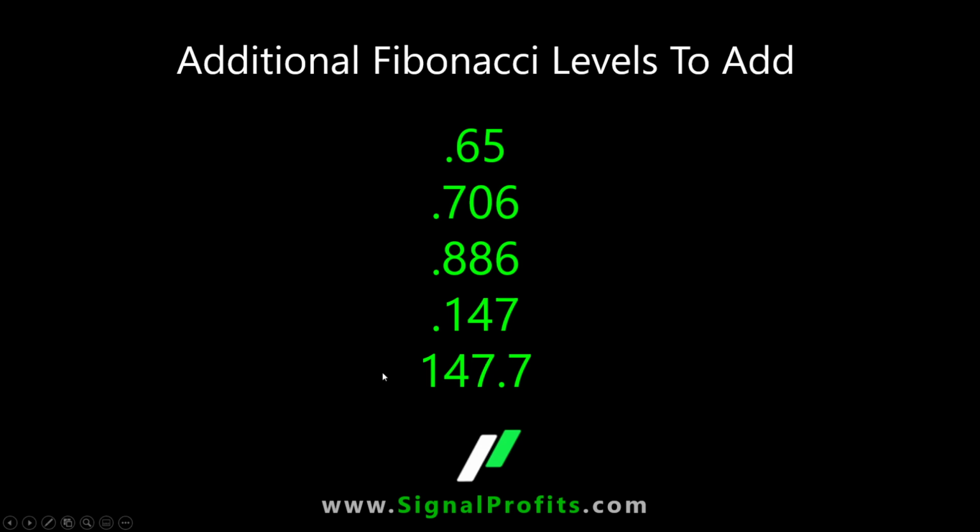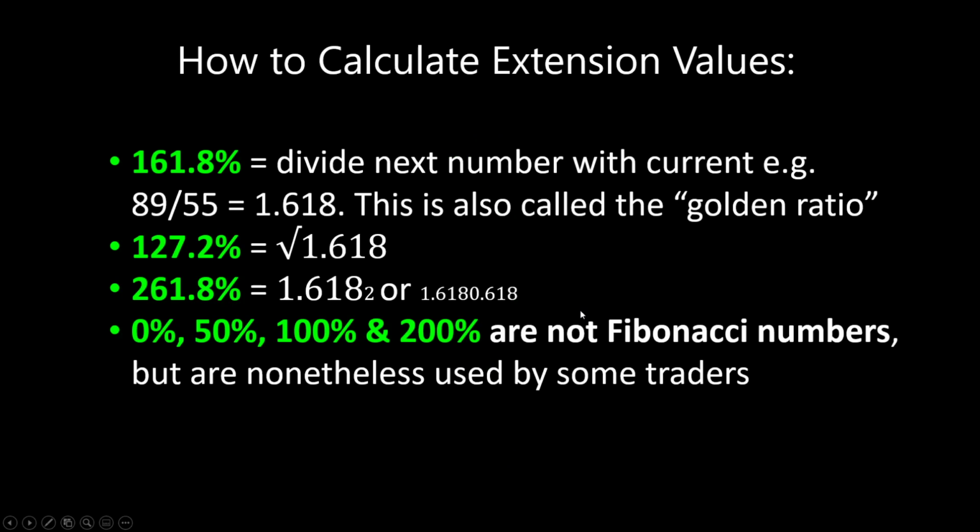Now these are the ones that you'll find very, very frequently hit that really, really help for trading. So you get the 65%, the 70.6, the 88.6, the 14.7, the 1477, and then also the 1414. And I'll go over those in a second. But I'm going to have you add these four specifically because these show up a lot, especially in crypto.